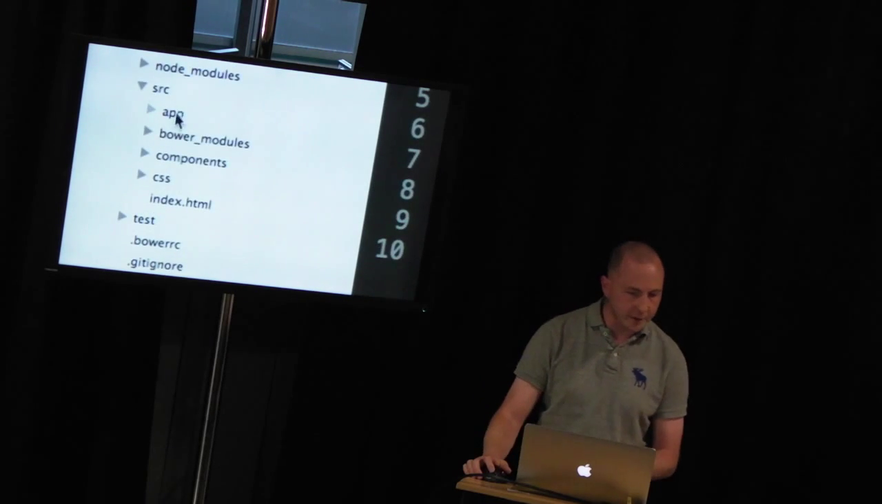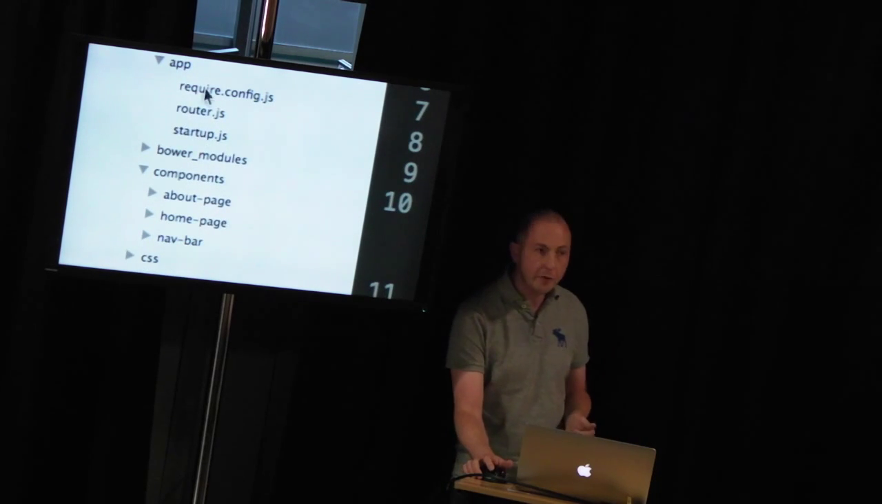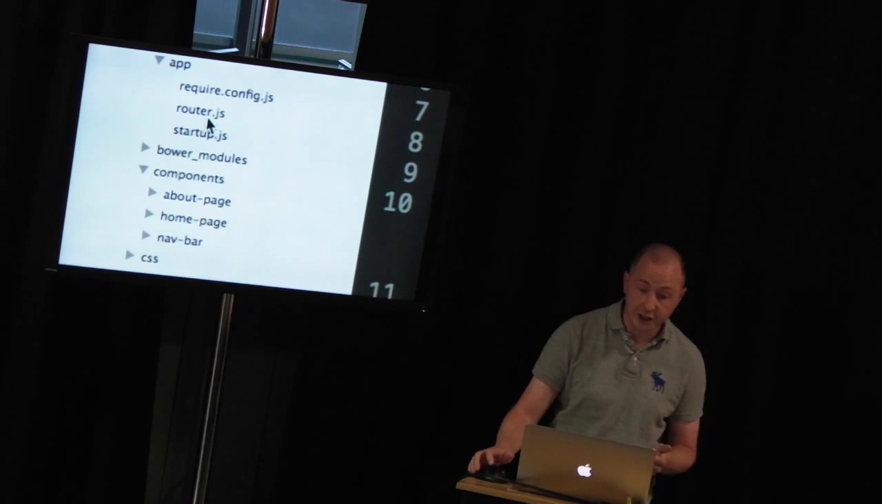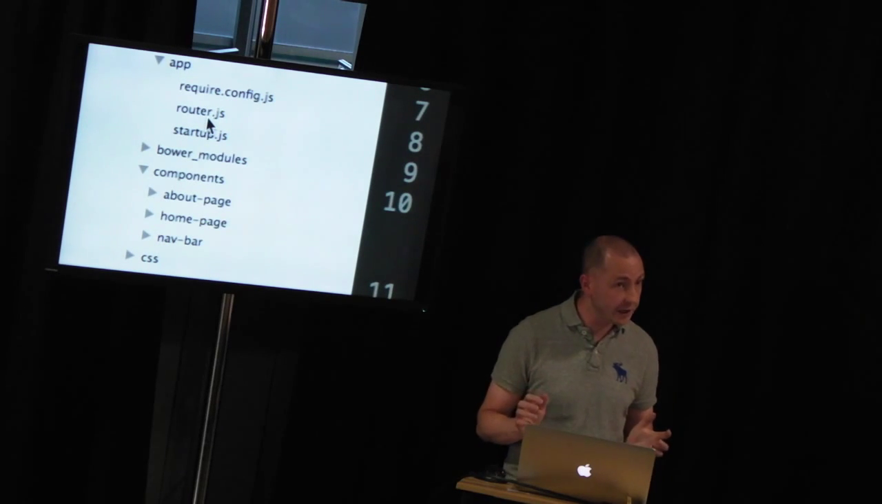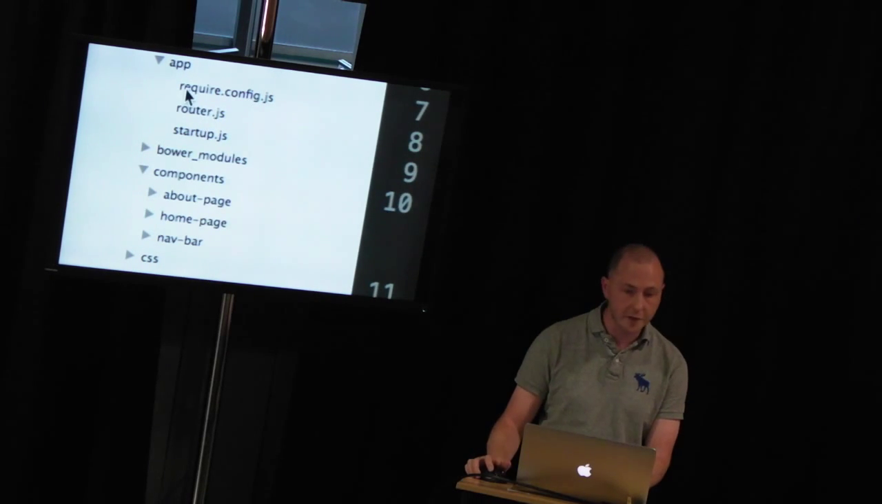And then the bits that are custom to our application are this stuff in app and in components. So in app, we've got various files to do with starting the application up. And this is all just a suggested architecture, remember. There's nothing in Knockout that assumes you're actually writing your code in this way. It's just a suggestion that comes out of this generator.